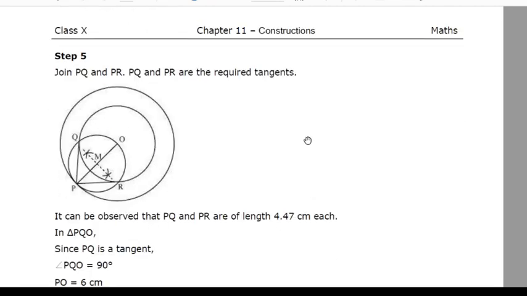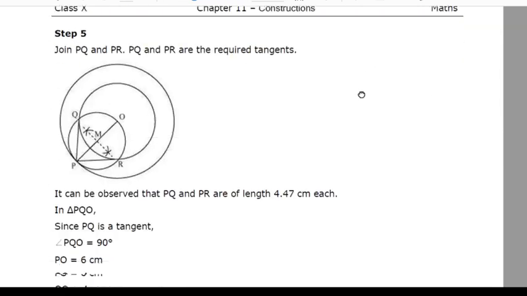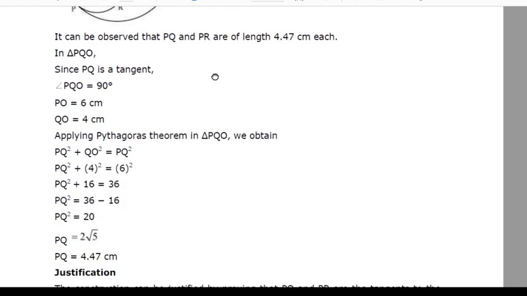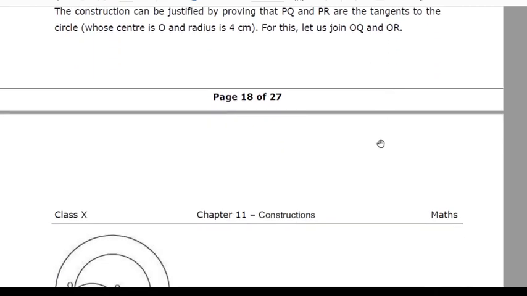And before that, what we need to find here is to measure its length. Okay, length, very simple problem. You see this length, how much? This is 4. This length is 6. 6 square minus 4 square. 6 sixes are 36 minus 4 fours are 16. 36 minus 16 you will get 20. Root 20 you will get 2 root 5. 2 root 5 is 4.47 like that. Okay, now this is your justification, very simple.